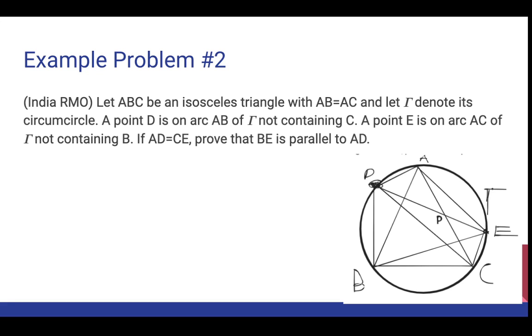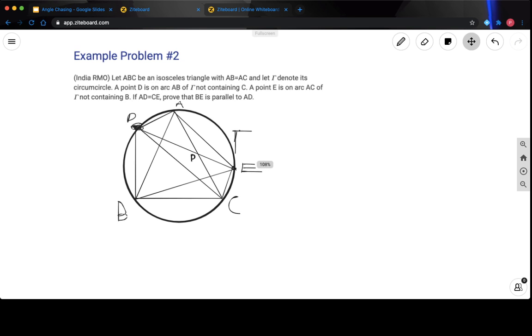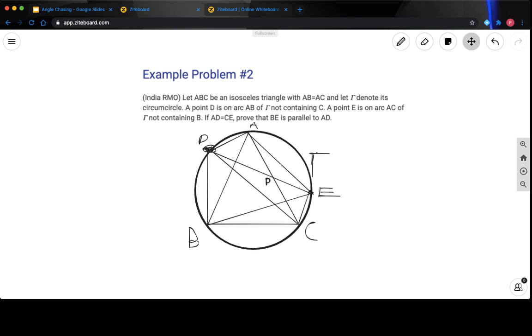Alright, so I'll probably not have space to do it here, so I've created something else. It's the same problem. So we have that ABC is an isosceles triangle, with AB equals AC, and gamma is a circumcircle. So I've labeled that as well. A point D is on arc AB of gamma not containing C, so it's over here somewhere. And a point E is on arc AC of gamma not containing B, so it's on minor arc AC somewhere.